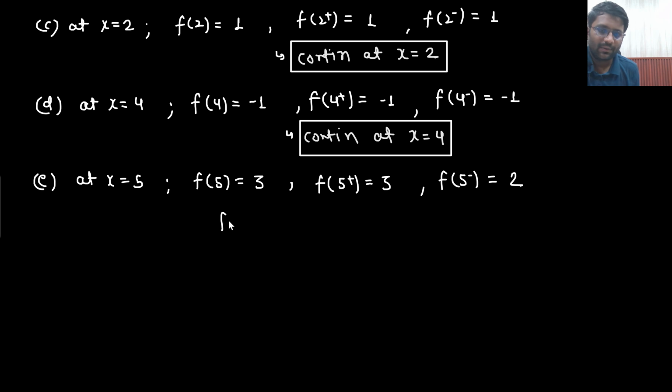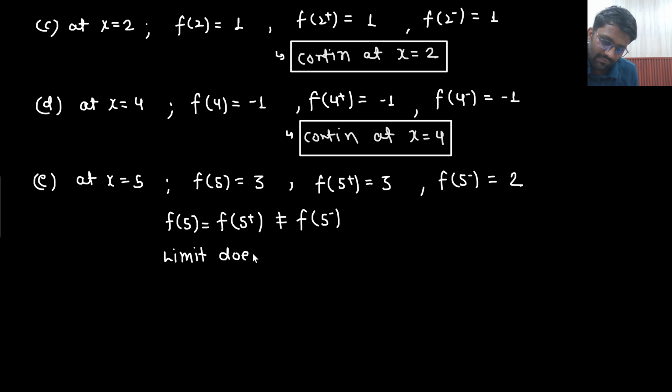So now what is the scenario? That, sir, f of 5 plus is not equal to f of 5 minus, right? But f of 5 plus equals f of 5. So from this particular scenario, f of 5 equals f of 5 plus but not equal to f of 5 minus, again, sir, it is not continuous. Along with that, limit is also not existing, right? What will you say? Limit does not exist.